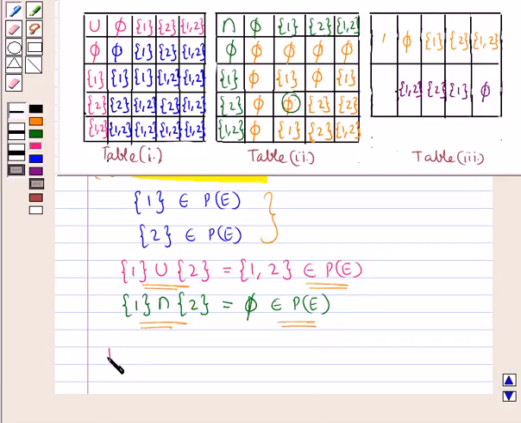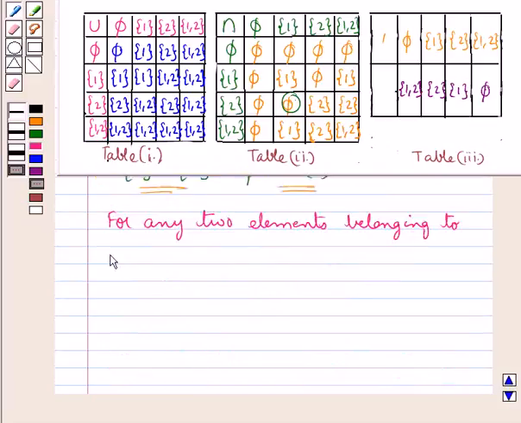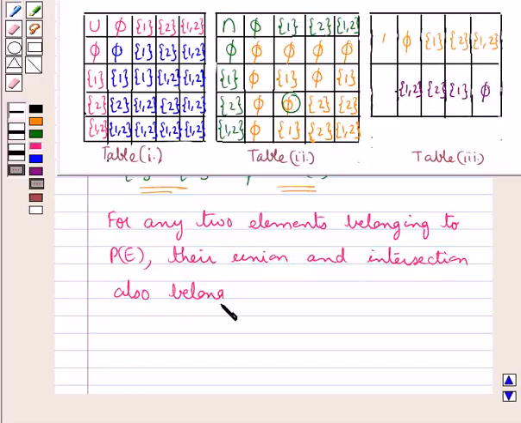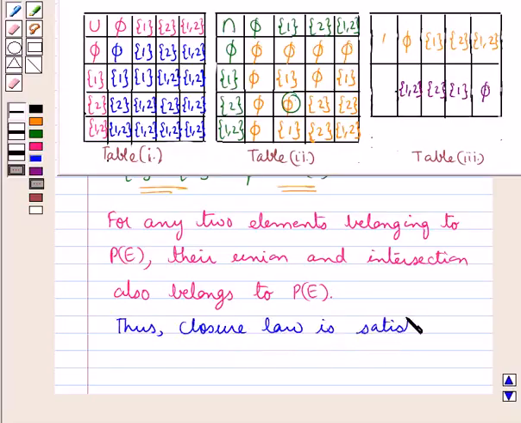Thus we can say, for any two elements belonging to the power set of E, their union and intersection also belongs to the power set of E. Thus, the closure law is satisfied.